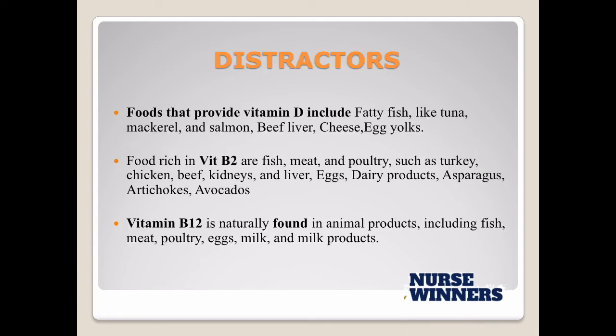Distractors. Foods that provide vitamin D include fatty fish like tuna, mackerel, salmon, then beef liver, cheese, and egg yolks. Foods rich in vitamin B2 are fish, meat, and poultry such as turkey, chicken, beef, kidneys and liver, eggs, dairy products, asparagus, artichokes, avocados. Vitamin B12 is naturally found in animal products including fish, meat, poultry, eggs, milk, and milk products.